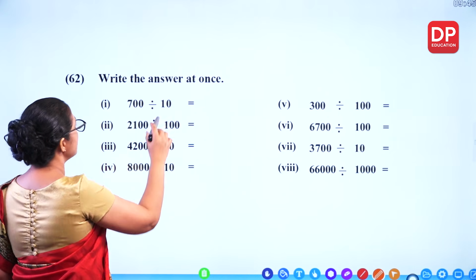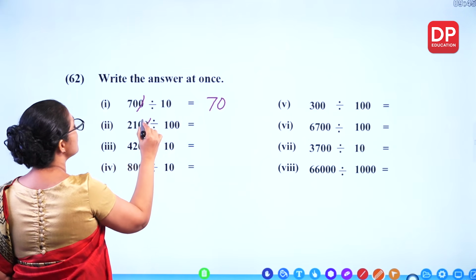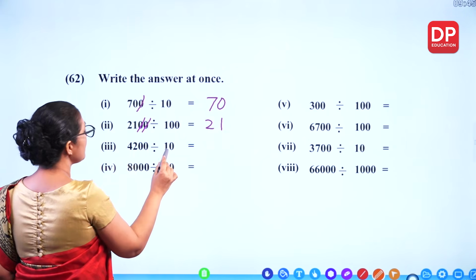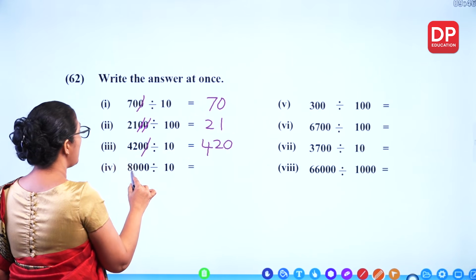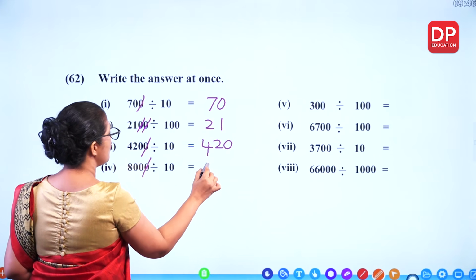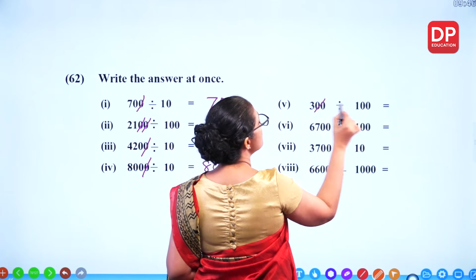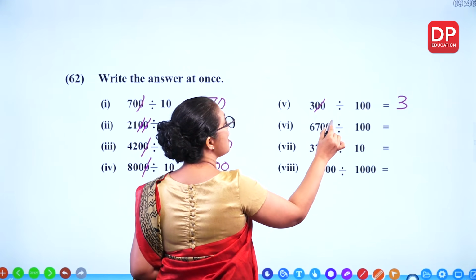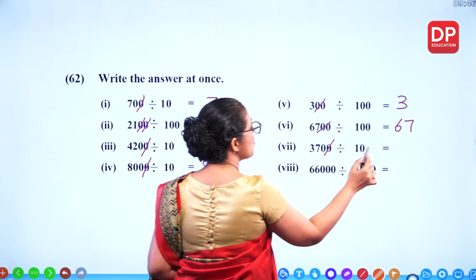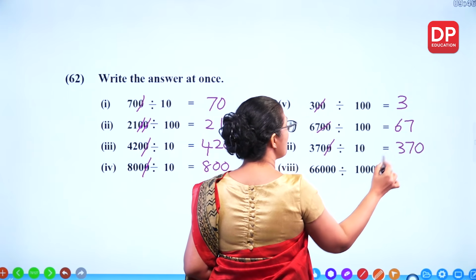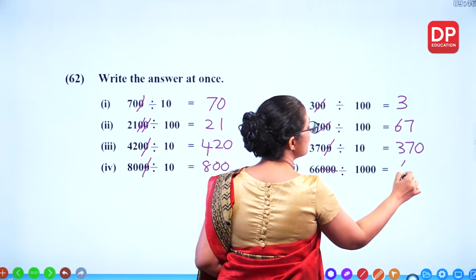This is divide by 10. 1 0 remove. Divide by 100. 2 zeros you remove. Divide by 10. 1 0 remove. Divide by 10. 1 0 you can remove. Divide by 100. 2 zeros you can remove. Divide by 100. 2 zeros. Divide by 10 means 1 0 you can remove. Divide by 1000 means 3 zeros you can remove.